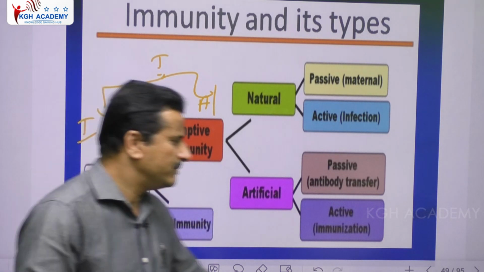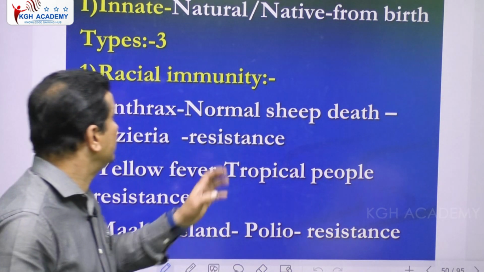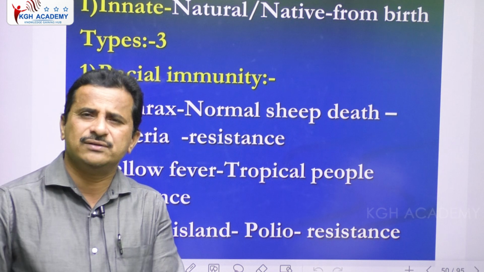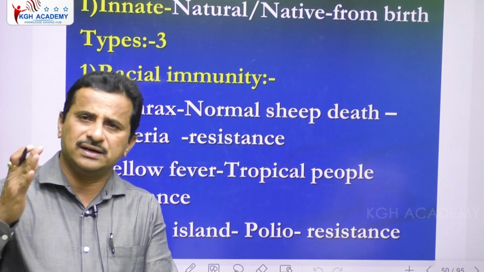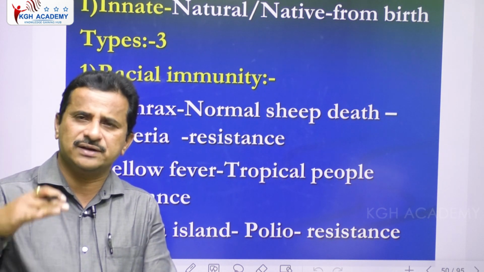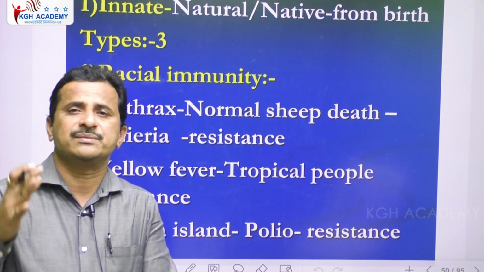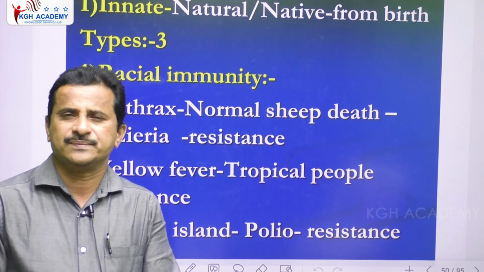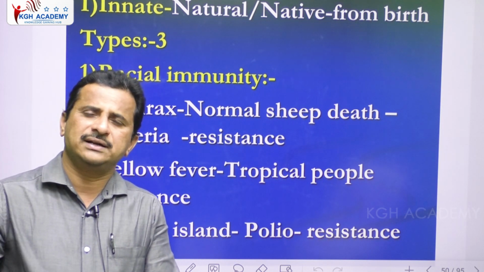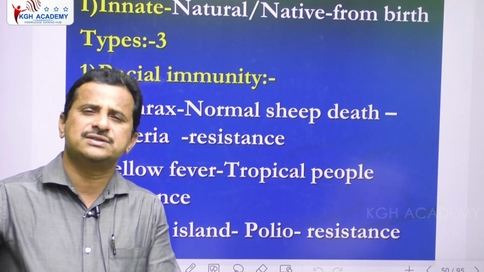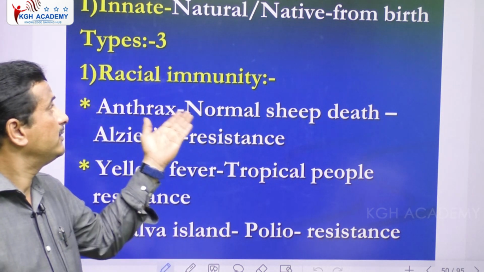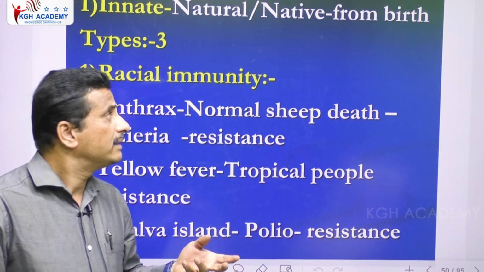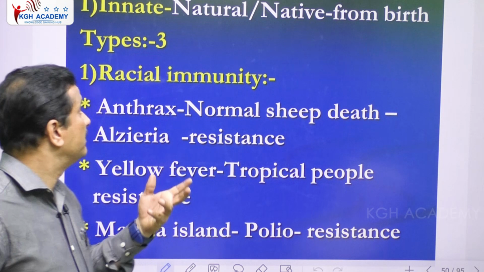First one, innate immunity. Innate immunity is also called natural immunity or native immunity. It is present at the time of birth; because of our genes, we show some immunity. These are present from birth onwards. In acquired immunity, later after birth, we get immunity by different methods. But native immunity is natural, individual immunity, present from birth onwards.